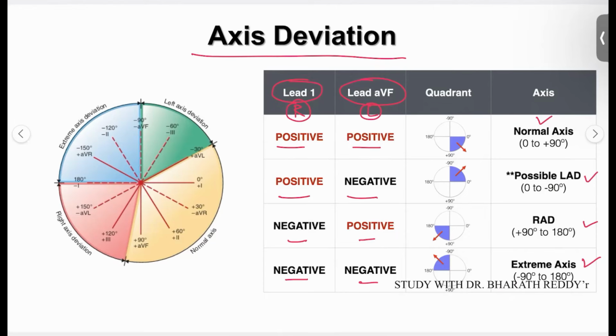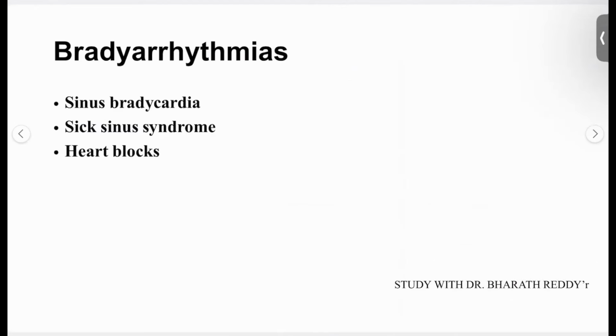Here you can see minus 30 to plus 100. This is your normal axis, and the remaining values also should be remembered. Next, moving on to the classification of the Bradyarrhythmias and the Tachyarrhythmias. In the Bradyarrhythmias, we have only three. One is sinus bradycardia, another is sick sinus syndrome, and the third is heart blocks. Only these three are present.